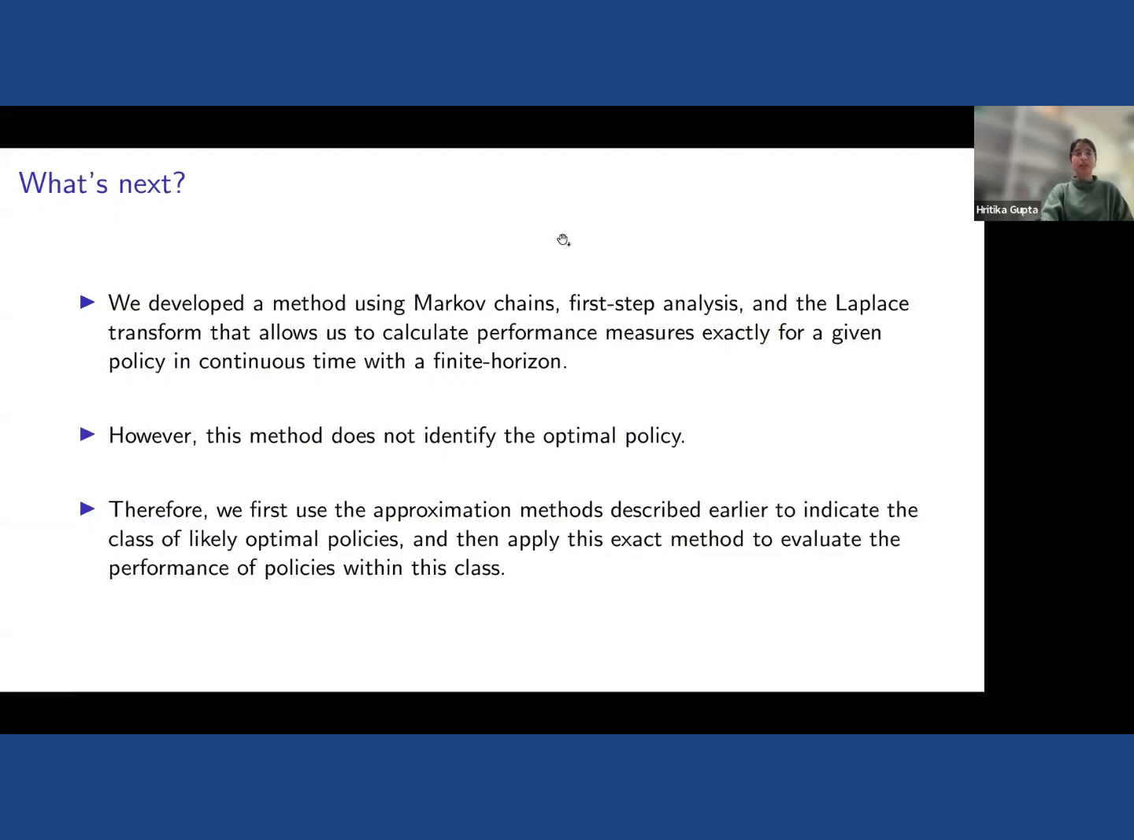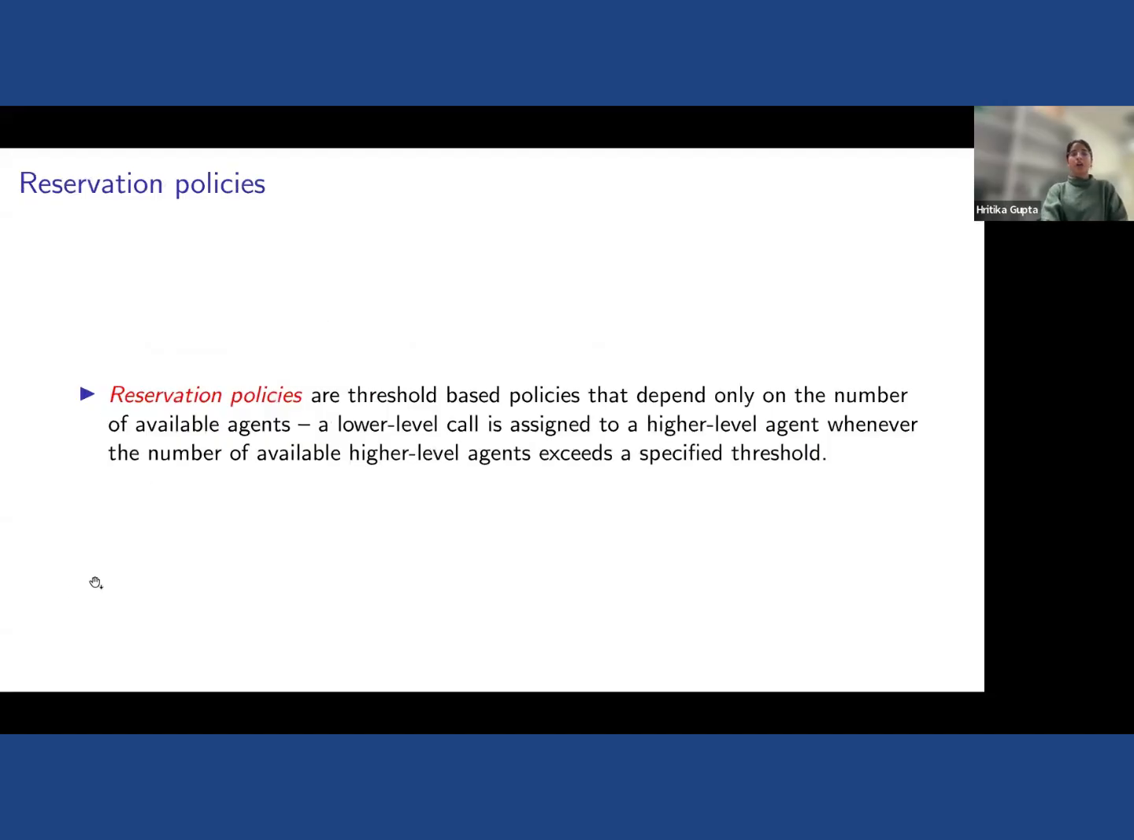So let's first look at the class of optimal policies that I will be focusing on. Reservation policies are threshold-based policies that depend only on the number of available agents. A lower level call is assigned to a higher level agent whenever the number of available higher level agents exceeds a specified threshold. So I'm going to focus on reservation policies, and this class of policy is a single threshold policy. It only depends on the number of agents available.